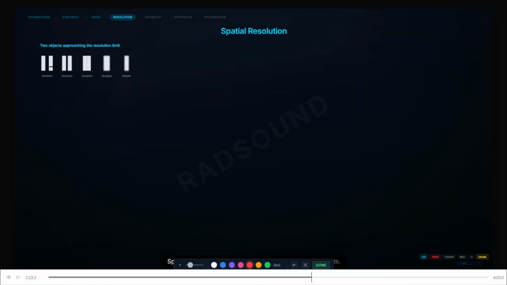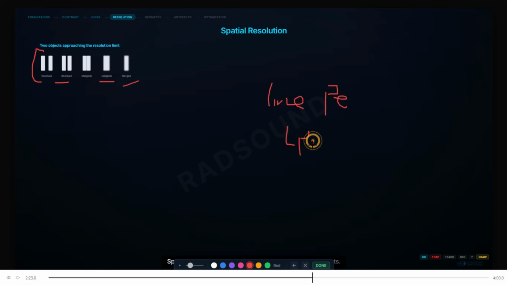Just an example of spatial resolution. You can see this as a result. Okay, you can see them separately. You can see this one marginally, but this one you cannot see separately. So this is spatial resolution. Can you say these are two objects? No, we can't. What about this? It is a bit marginal. But this one has better spatial resolution. Spatial resolution is measured in line pairs per millimeter.